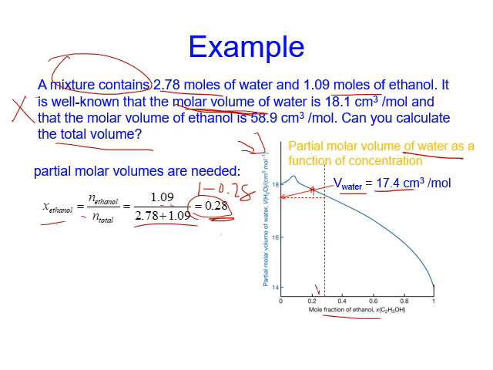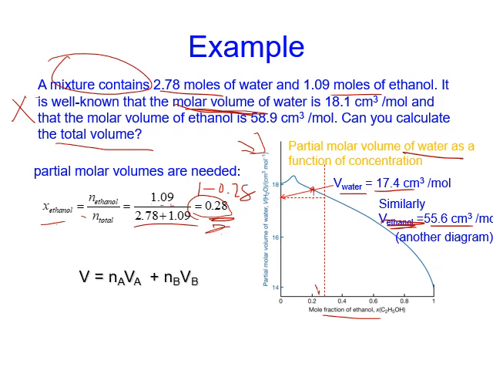Similarly, we can use experimental data to find the partial molar volume of ethanol. Ethanol at this particular concentration, skipping the steps, the data is 55.6 cubic centimeter. So that is the partial molar volume of ethanol at this particular concentration. With these two numbers, we plug into this equation.